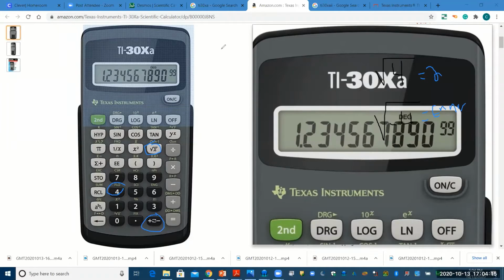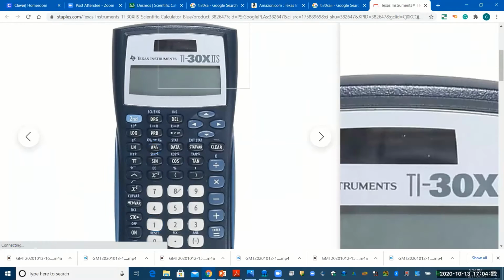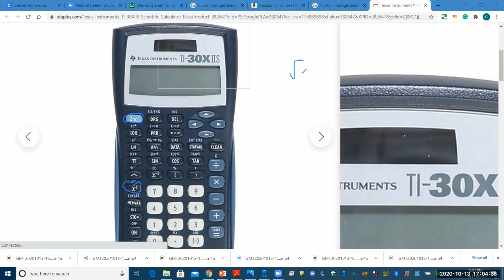Okay, the last calculator I know some of you have is this one. In this one, your square root button is actually second, and then the exponent button. So we would get to do the square root of 4 and the square root of -4. To do the square root of 4, we would press second, the exponent button, and then 4, and then the equal sign, and we would get 2.